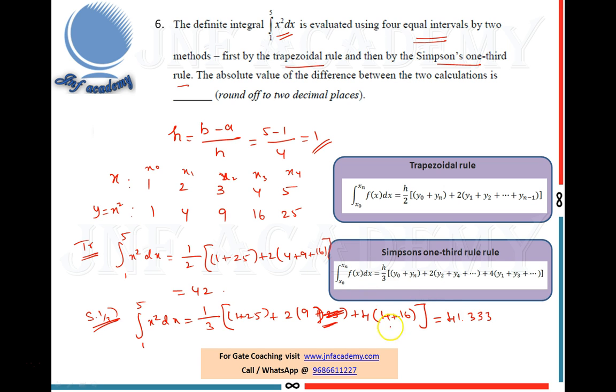So the absolute value of the difference between two calculations is the difference of these two values, 41.33 minus 42, which is 0.6667. So rounded off to two decimal places, 0.67. So the final answer is 0.67.